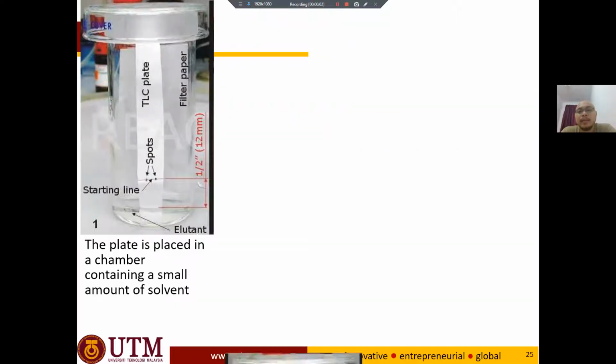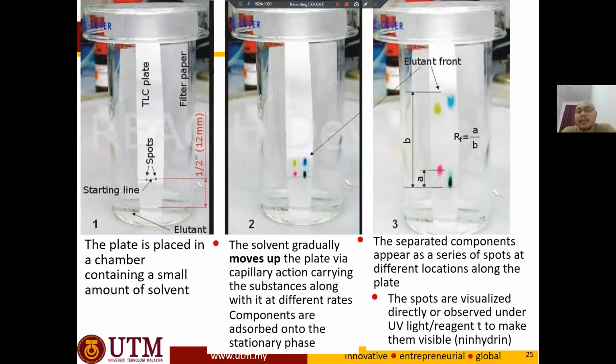Here is another figure of how we can set up the mobile phase. You spot on the TLC plate. The plate is placed in a chamber containing a small amount of solvent. The solvent gradually moves up the plate via capillary action, carrying the substance along. If we look over here, the solvent level is low compared to the line that you spotted. Then the solvent will move gradually.